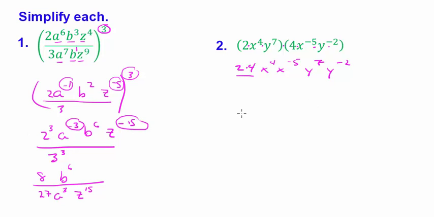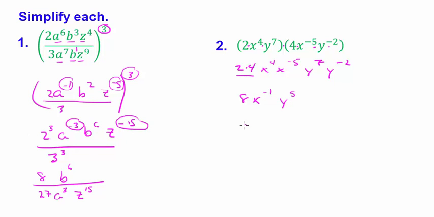Now, you don't have to do this. Some people can do this particular problem without rearranging. I just felt like it helps some people. 2 times 4 is 8. X to the 4th times x to the negative 5th is x to the negative 1st. And y to the 7th times y to the negative 2nd is going to be y to the 5th.